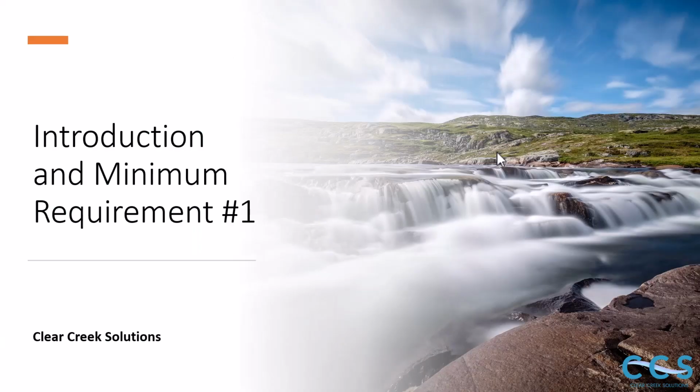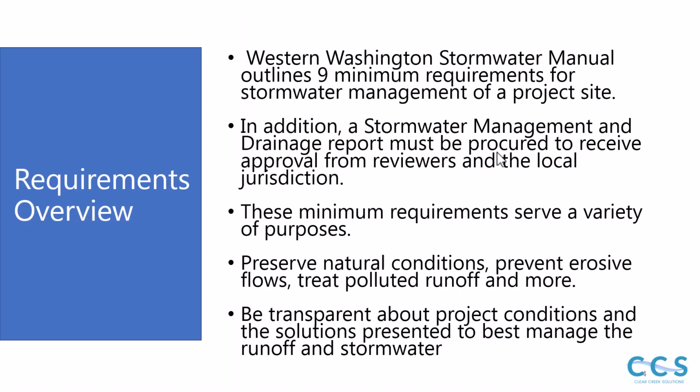So let's talk about the introduction and minimum requirement number one. In Western Washington, and this is outlined in the Stormwater Manual, there are 9 minimum requirements for stormwater management of your project site. We're going to go through all of them. Some are easier to meet than others. Some are not even applicable under certain circumstances, but it's important to analyze each of these.